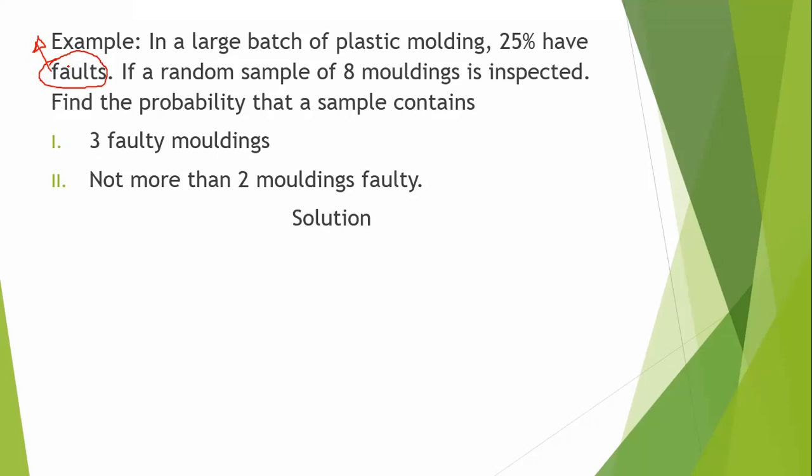So 25% have faults. So the probability of success P is going to be 1 over what? 1 over 4, because that is our interest. Then now the Q becomes 3 over 4. Is that right? Yes. Then what is our N? Eight. Our N is 8. Thank you.